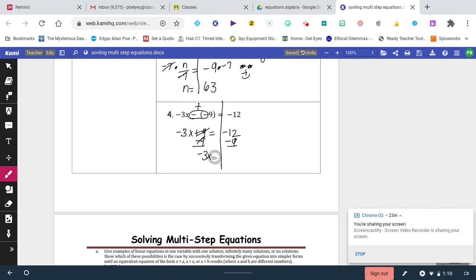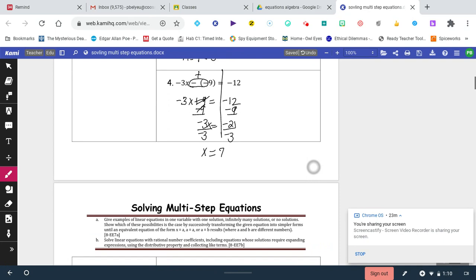So you have negative 3x equals negative 21. Same signs, add and keep the sign. The opposite of multiplying by negative 3 is dividing by negative 3. So that puts me at x equals a positive 7, guys.